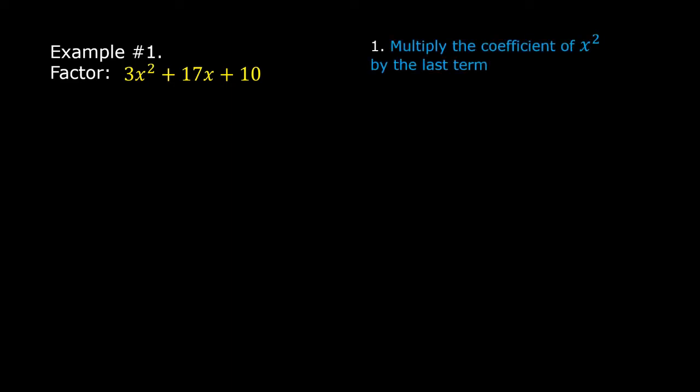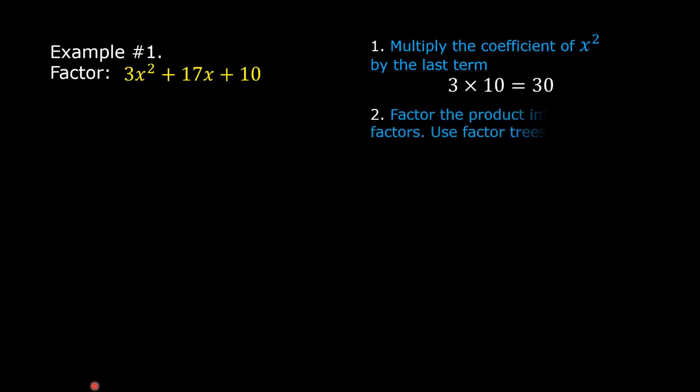Step number 1. Multiply the coefficient of x squared by the last term. The coefficient of x squared is 3 and the last term is 10. So 3 times 10 is equal to 30. Next, factor the product into two factors.